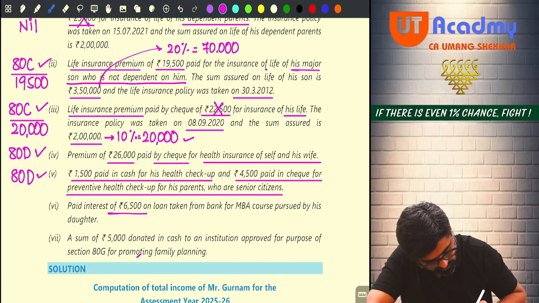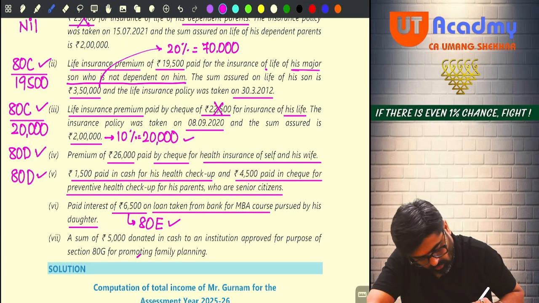Interest of 8,500 on loan taken from bank for MBA course pursued by his daughter. So can I say this is a higher education loan? Interest will be allowed under section 80E. Full amount will be allowed.